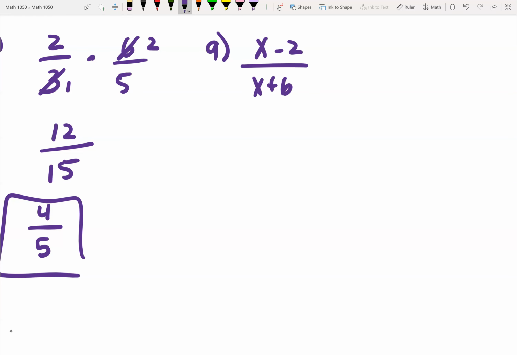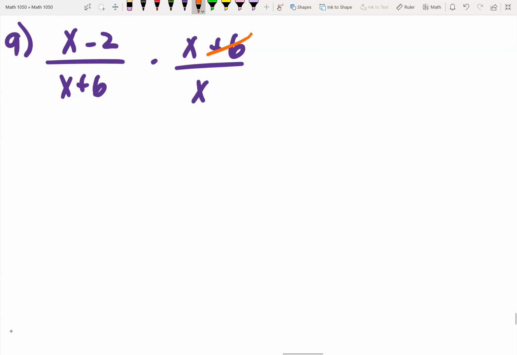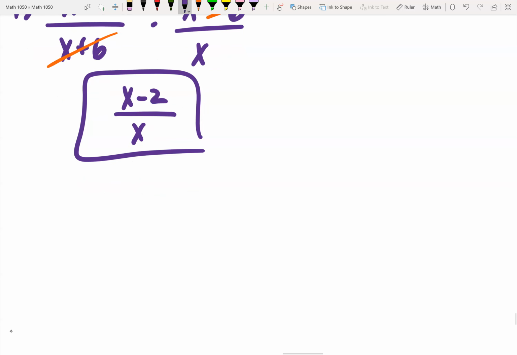This I do think you're going to encounter on one of your big tests. So you multiply the tops and you multiply the bottoms, but guys, I have the same thing on the top as the bottom. So this x plus 6 just cancels away with that x plus 6. So your answer is x minus 2 over x. You cannot cancel the x's because the negative 2 does not have an x. Okay, question 10.